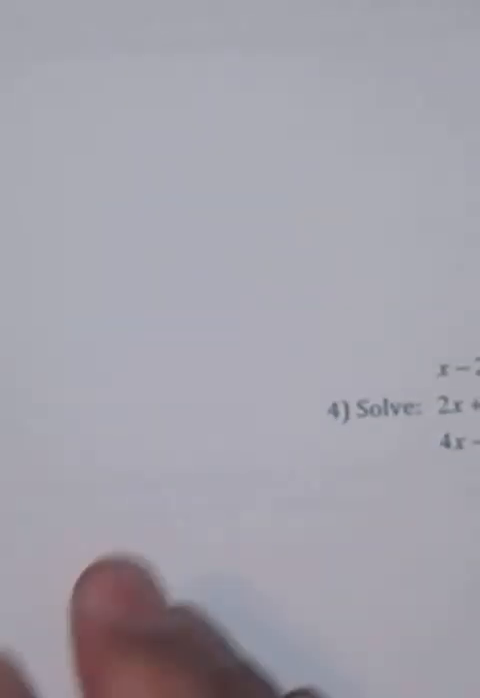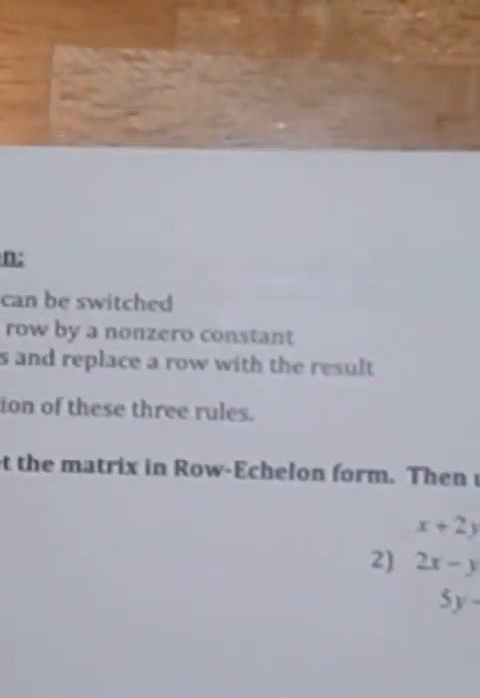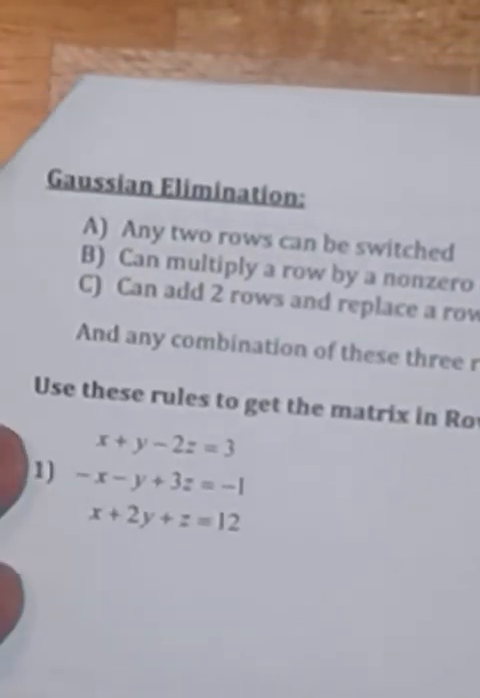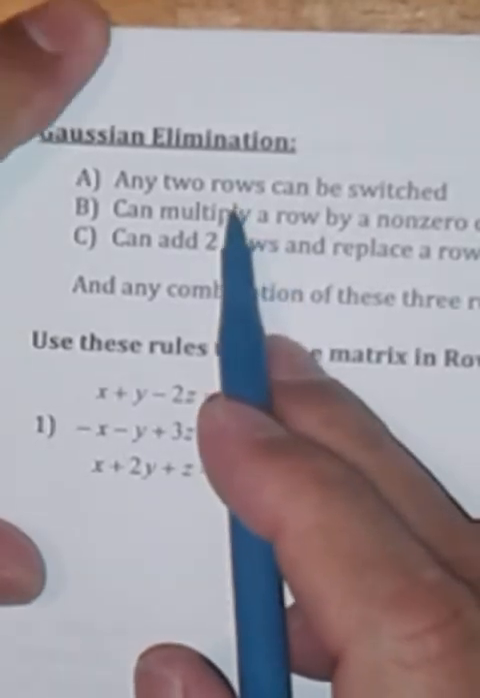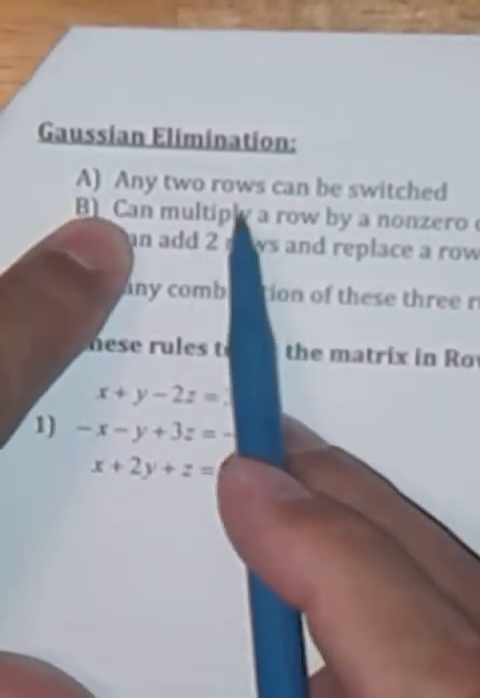All right, so now, the only problem is that we usually don't get systems that are in row echelon form. So we give some rules that allow us to fix that. Okay, so here's the rules.